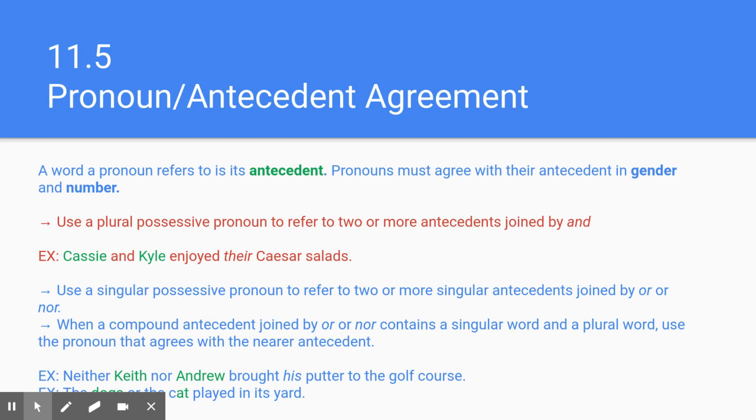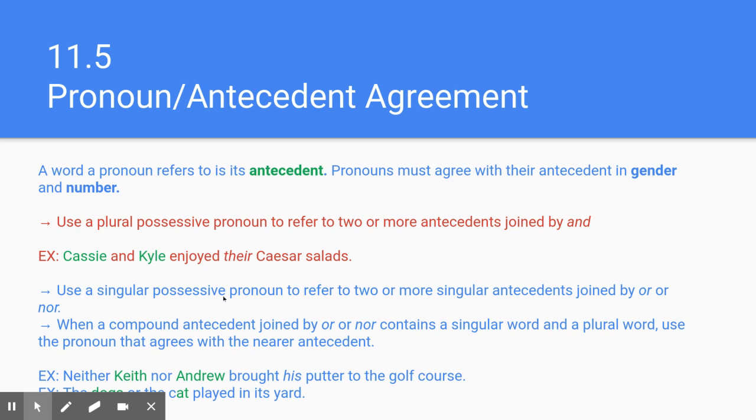So remember, a pronoun is a word that replaces a noun. Your antecedent must agree with your pronoun in both gender and number. So is it referring to a boy, a girl? Is the gender unknown? You need to determine those things. And then you also need to determine is your antecedent singular or plural.